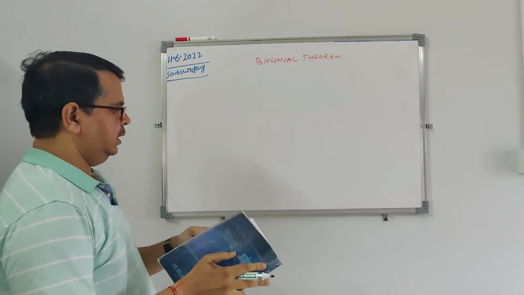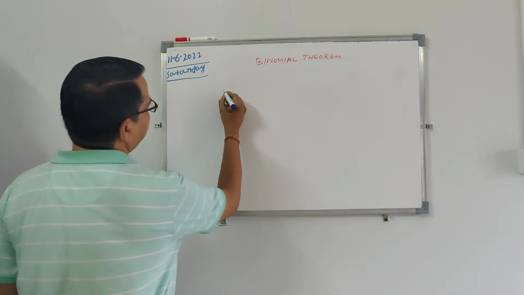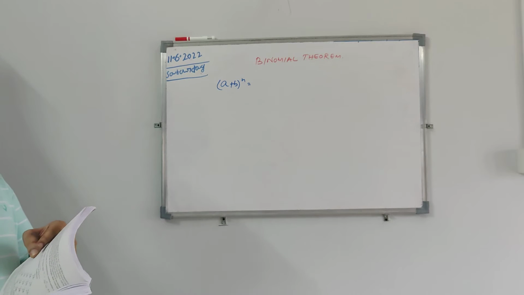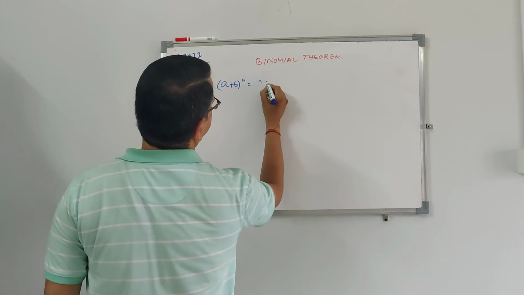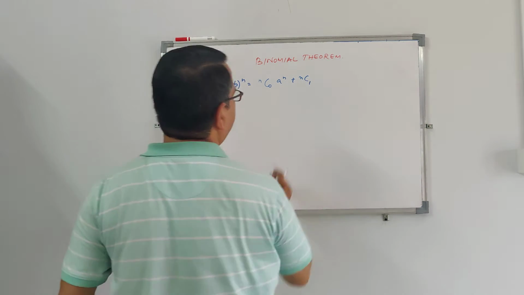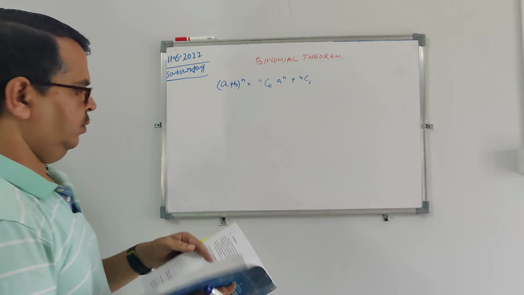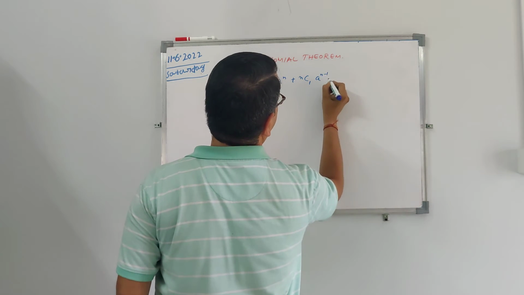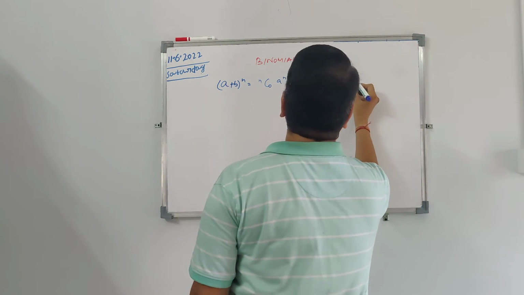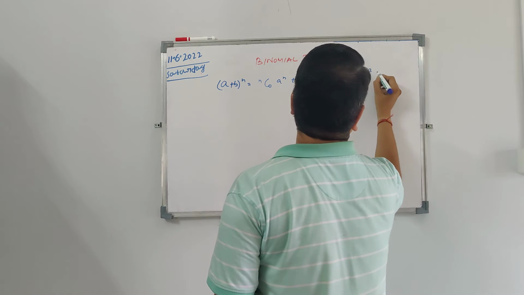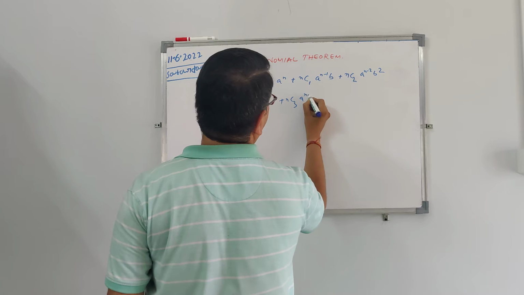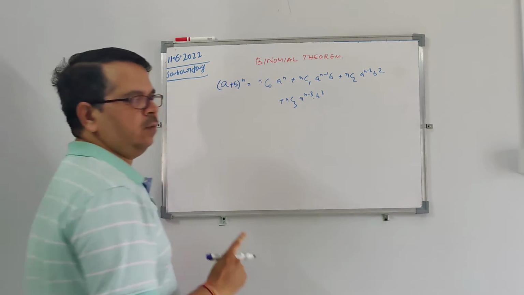The final generalized equation of the binomial theorem is nC0 a to the power n plus nC1 a to the power n minus 1 into b. Then it will go on decreasing: nC2 a to the power n minus 2 b square plus nC3 a to the power n minus 3 b cube. So what is your observation here?